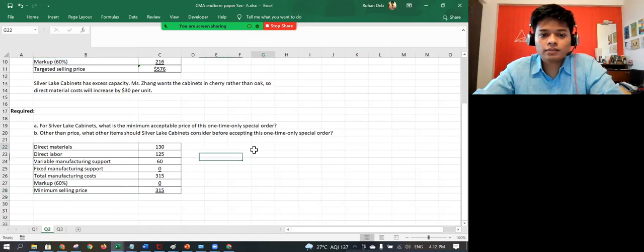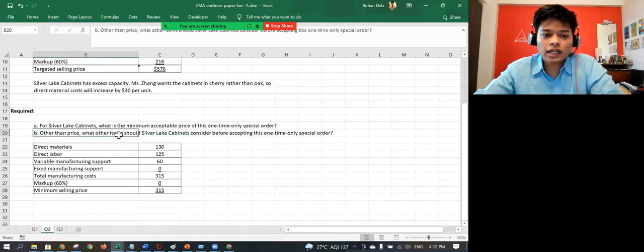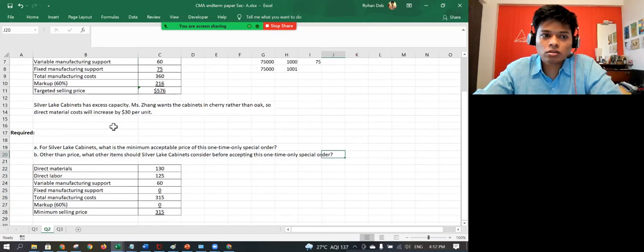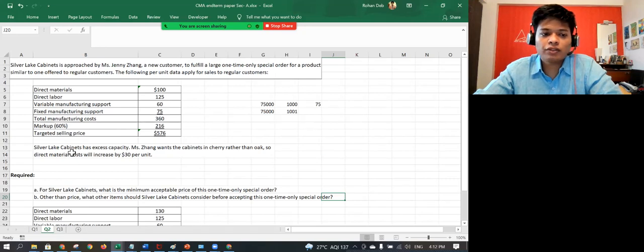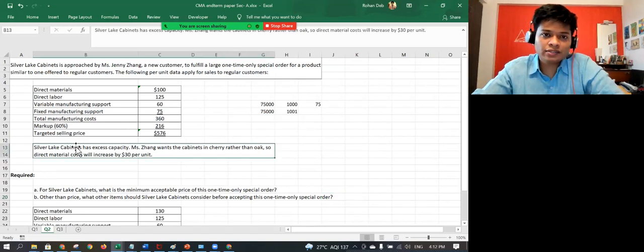Other than price, what other items should Silver Lake Cabinet consider before accepting this one-time special order? So what it should consider is basically whether it has excess capacity or not. If the excess capacity is fulfilled, then in that case it would not be able to charge at this rate.